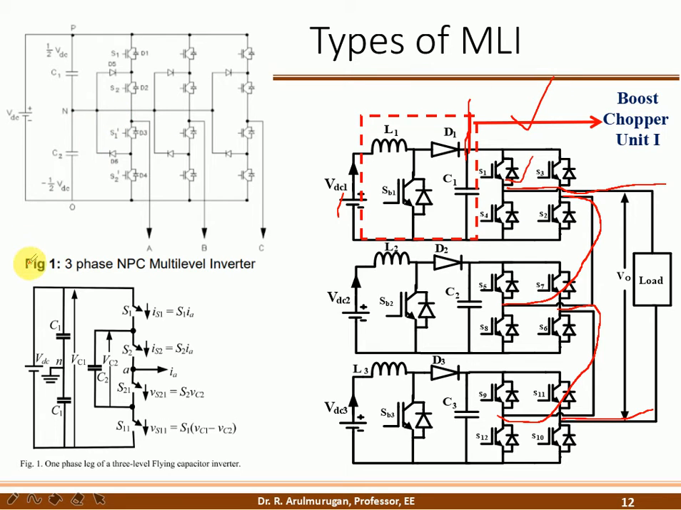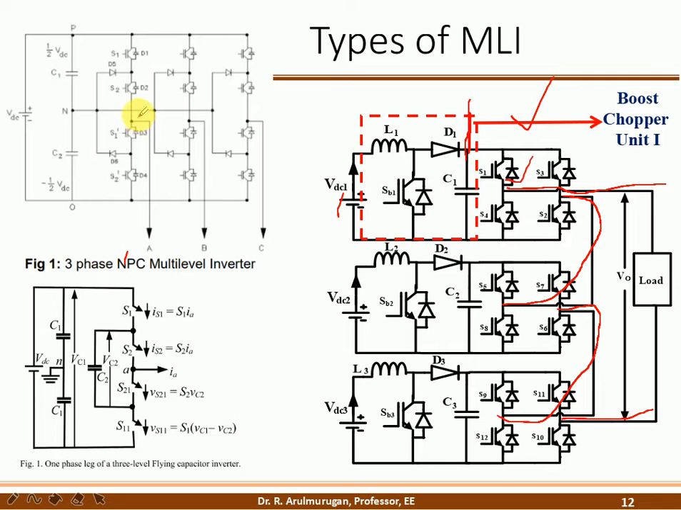The next one is the diode clamped, or another name, the neutral point clamp circuit. See here, this is the DC source. Across it, 2 capacitors are used. The capacitor midpoint is the neutral point. Leg number 1 as usual, as in a 3-phase inverter, leg number 1, leg number 2, leg number 3. In each leg, here is the neutral point, and there are 2 diodes. One diode is connected to here, another diode is connected to here. Similarly in the second leg, diodes, and in the third leg, diodes. Only those are connected, this point is not connected.